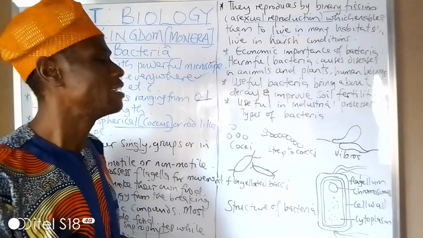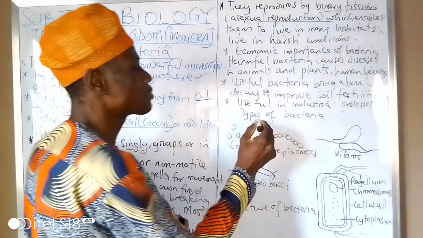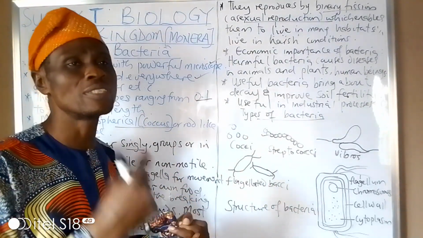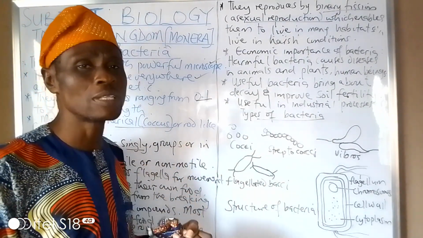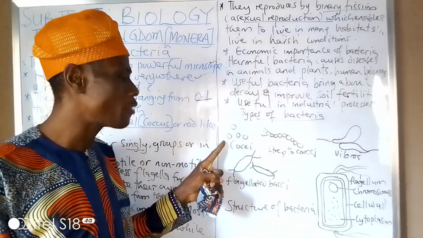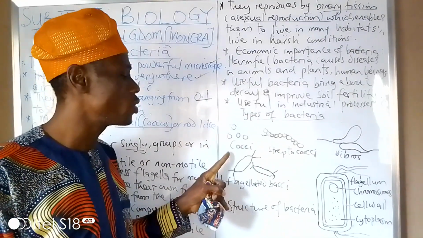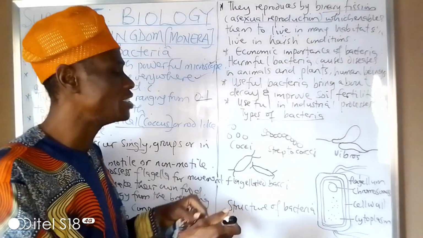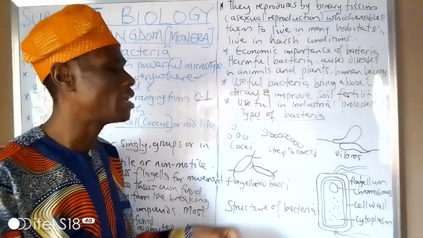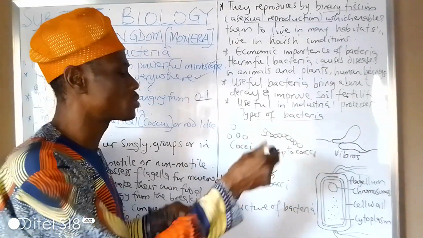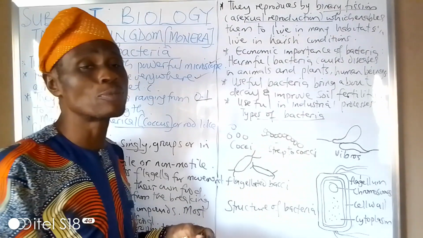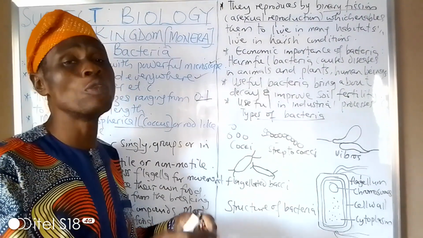Now, having said that, let us lastly look at the types of bacteria. Like I've said, they can be found singly, in groups, or in different shapes. But we have one we call cocci, C-O-C-C-I, cocci, a form of what? Round, it is spherical in shape. And then streptococci, that is a form of what? In groups. You can see many cocci combined together to form streptococci. Okay, we also have staphylococci.